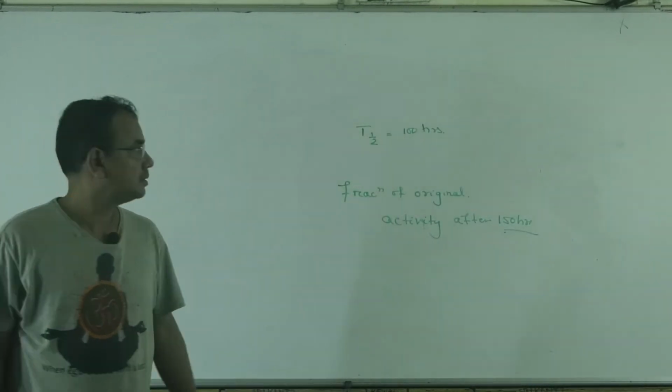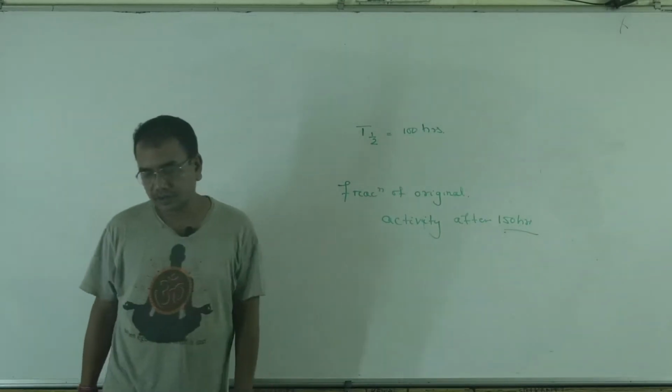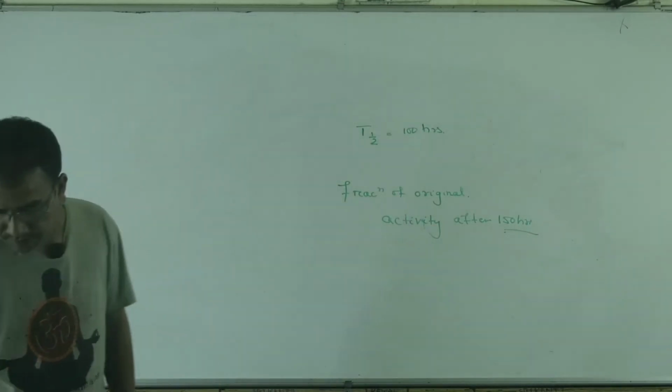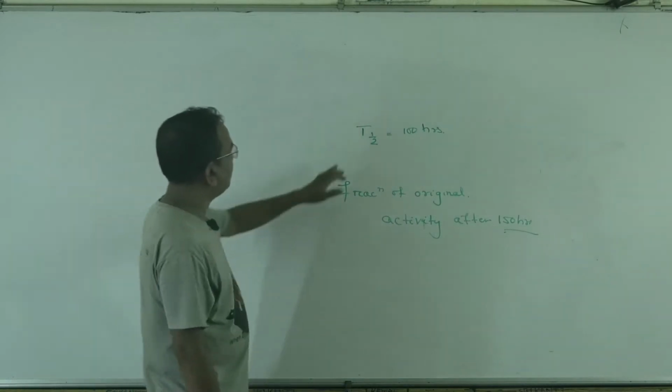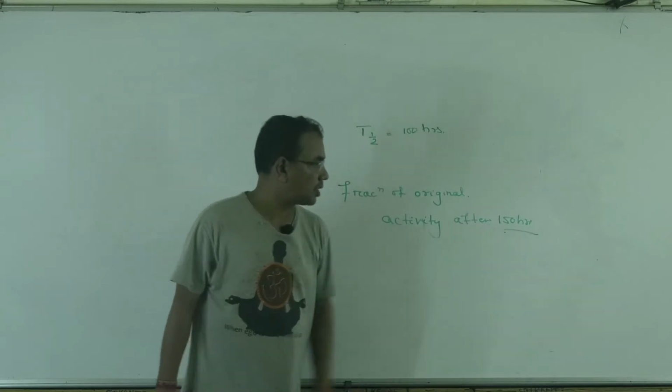Another question based on radioactivity. The question is given that a particular radioactive substance has a half-life of 100 hours. Find the fraction of original activity after 150 hours.